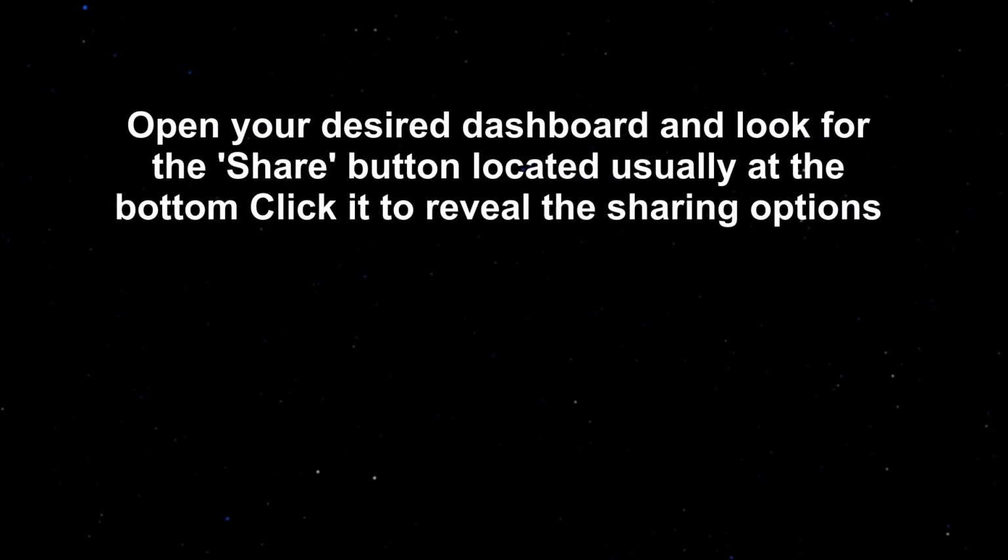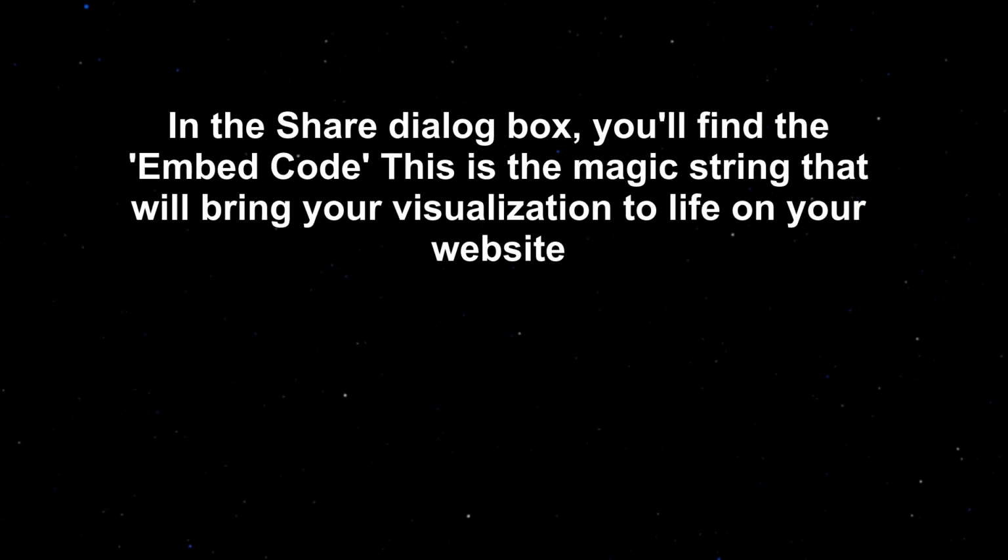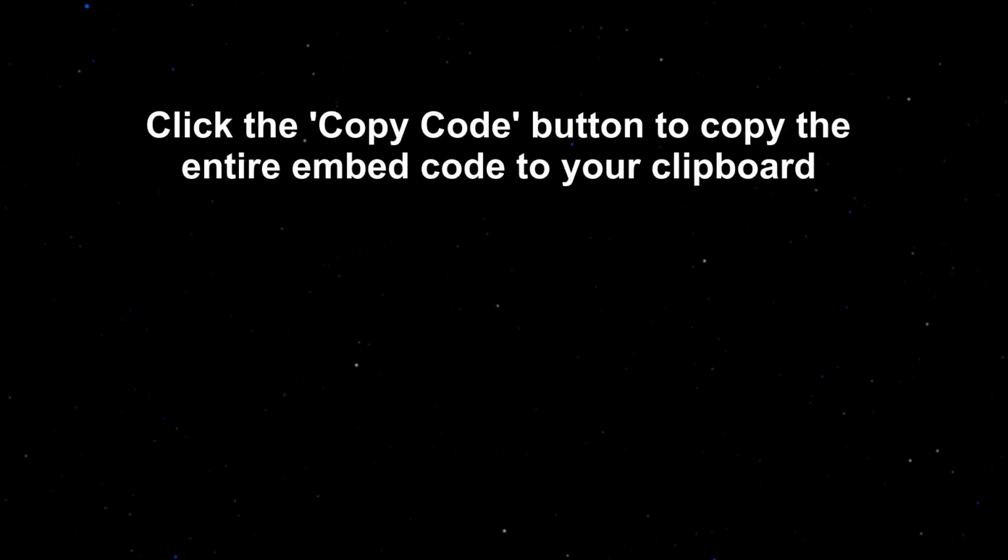Open your desired dashboard and look for the Share button, located usually at the bottom. Click it to reveal the sharing options. In the Share dialog box, you'll find the embed code. This is the magic string that will bring your visualization to life on your website. Click the Copy Code button to copy the entire embed code to your clipboard.